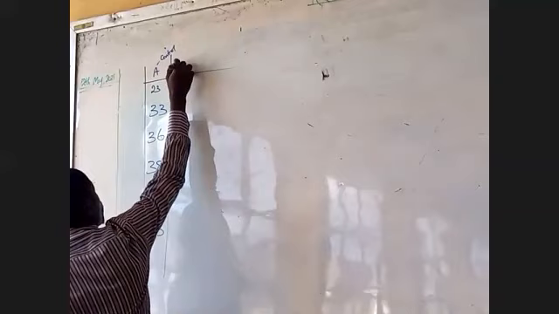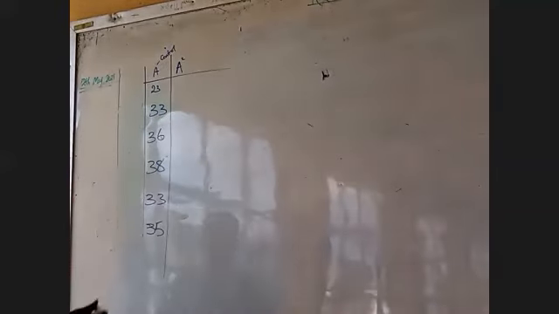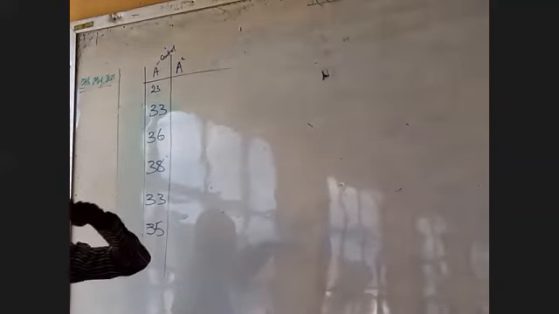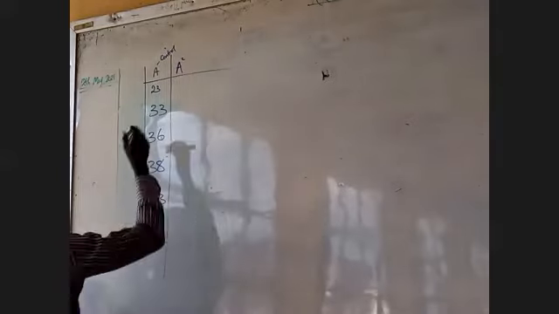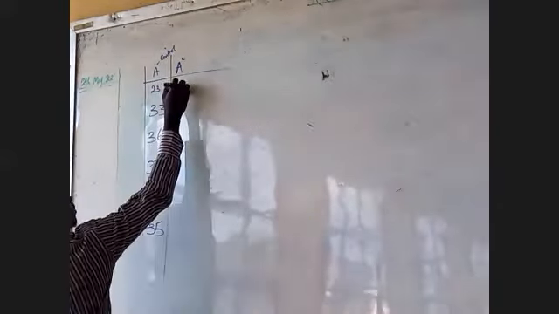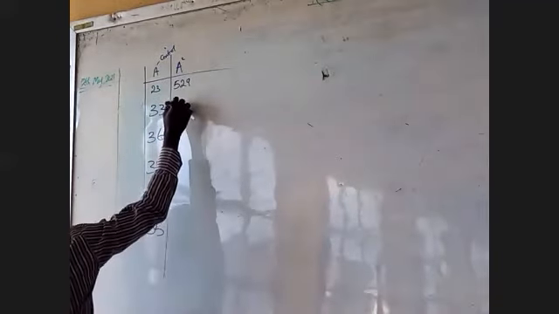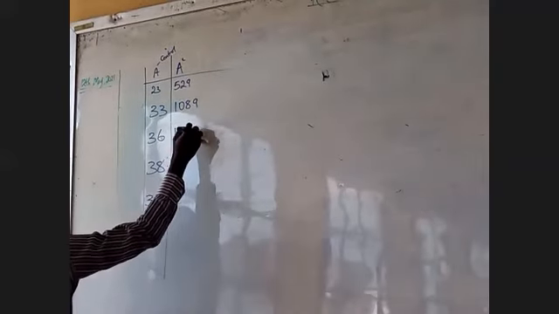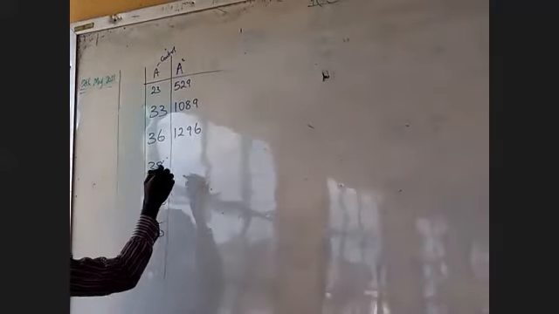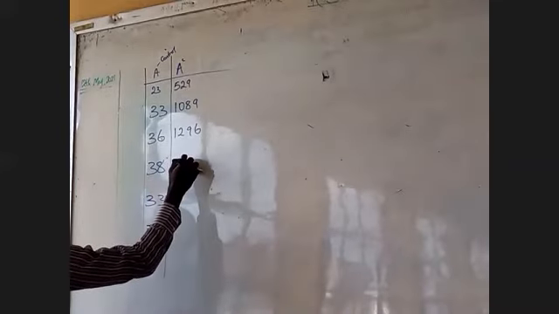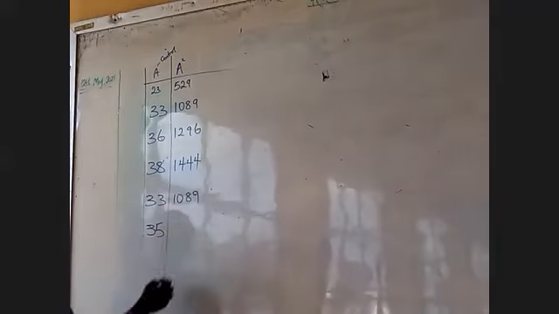So let's find our A square. We all can find A square, right? That's 23 square. 33 square. 36 square. 38 square. 33 square again. And 35 square.